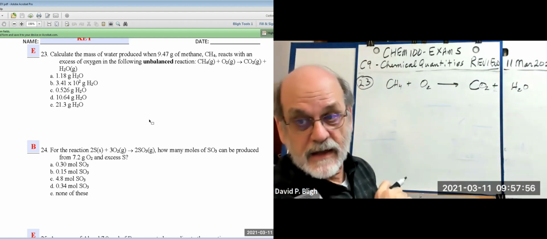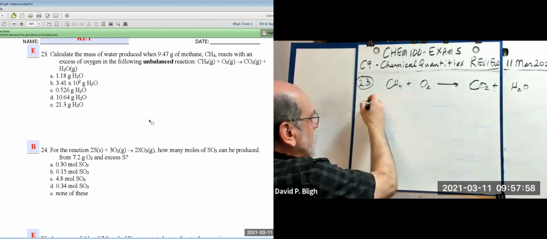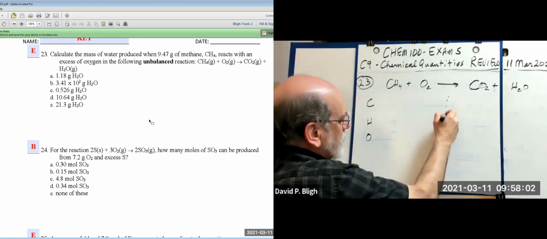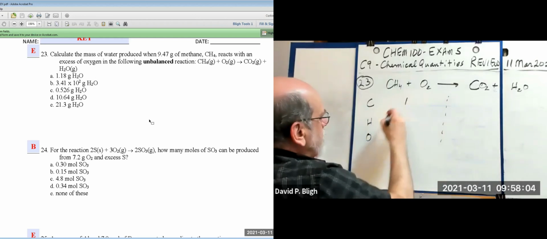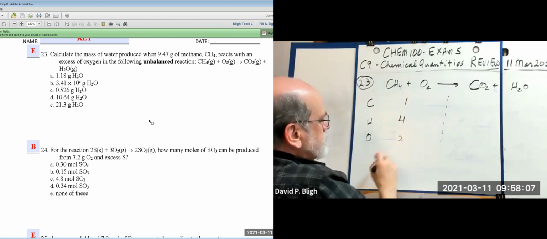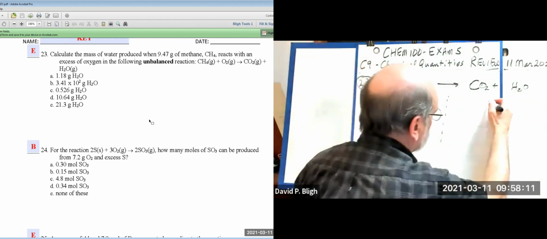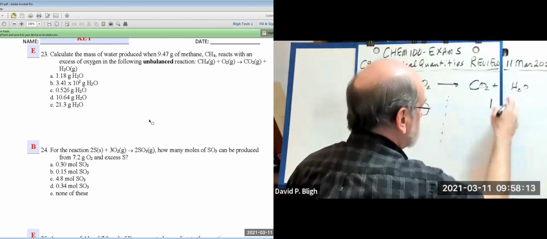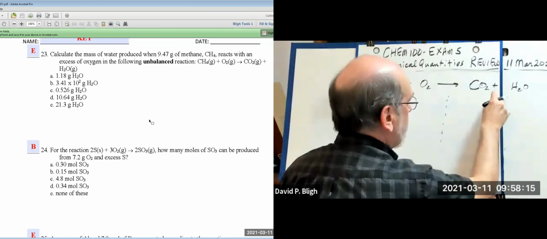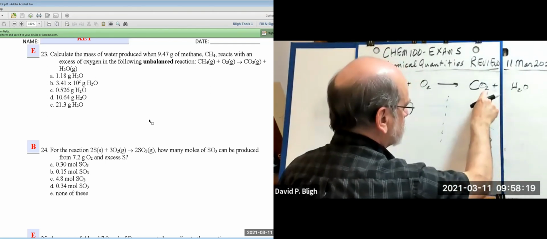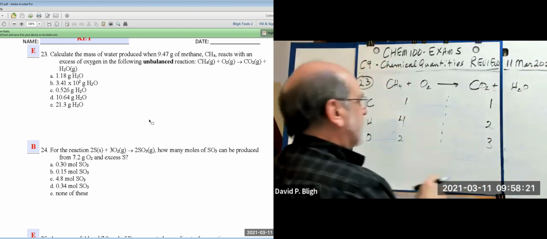Let's just be safe and make a budget. So we've got carbon, hydrogen, oxygen. On the left, 1 carbon, 4 hydrogens, 2 oxygens. On the right, 1 carbon, 2 hydrogens, and 3 oxygens.